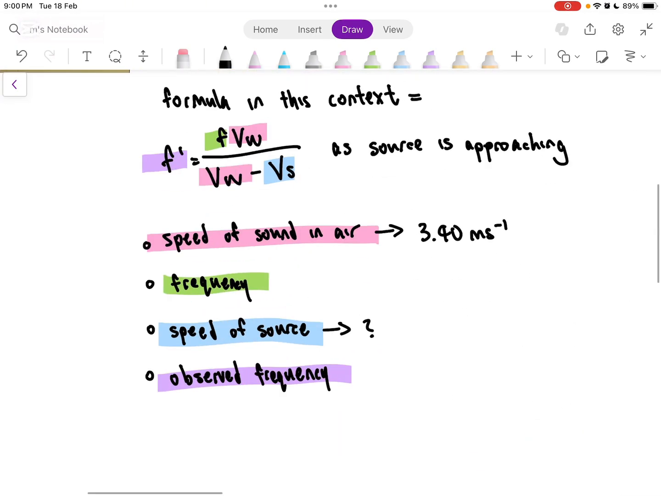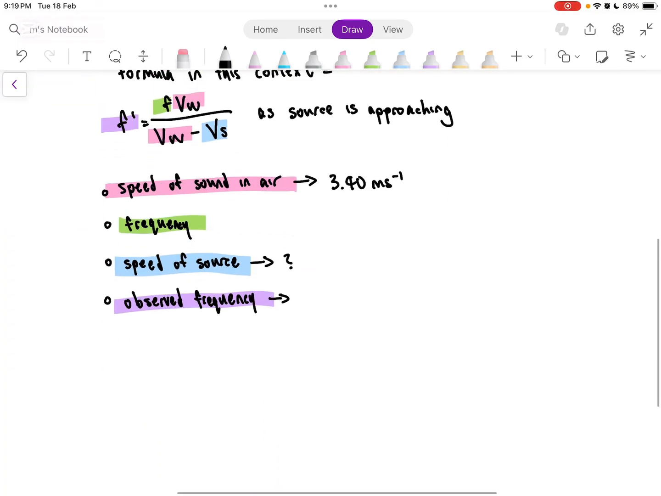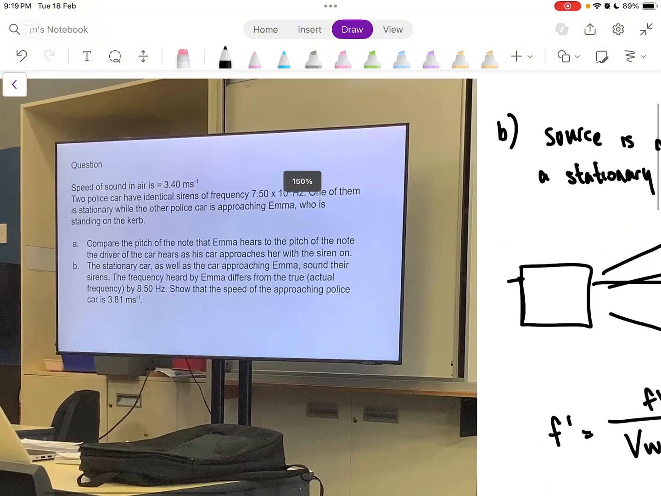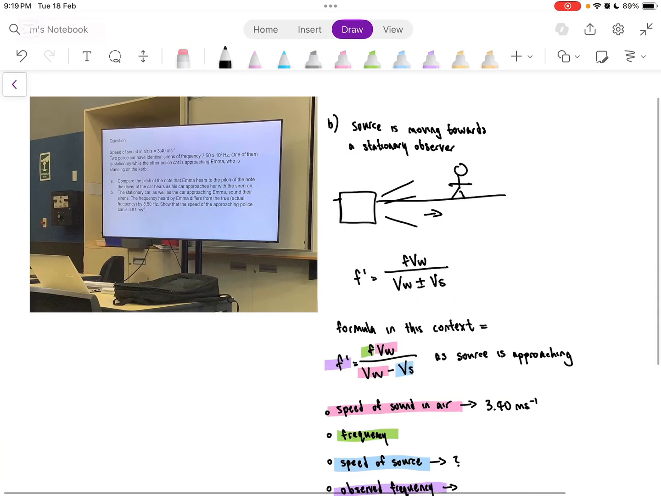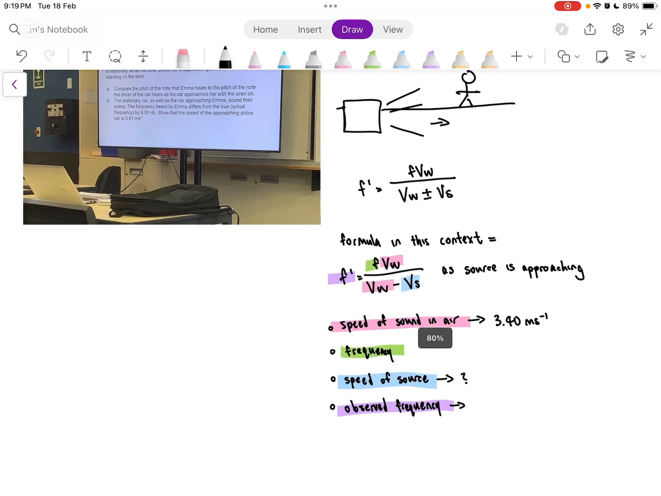Anyways. Okay, so we also have the observed frequency, which is, okay, I got my calculator. Let me just work out the 7.5 times whatever that is first. 7.5 times 10 to the power of 2 is 750. And that's in hertz. That is the siren frequency, which is the green one, I think.